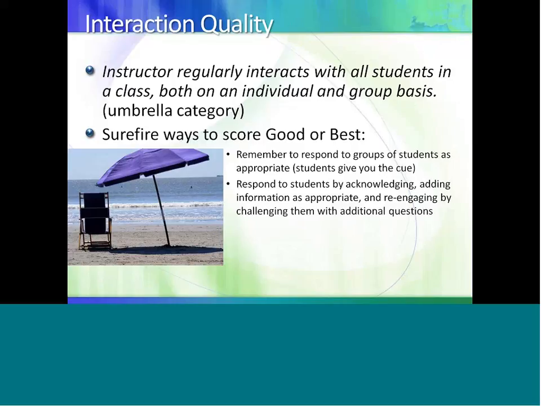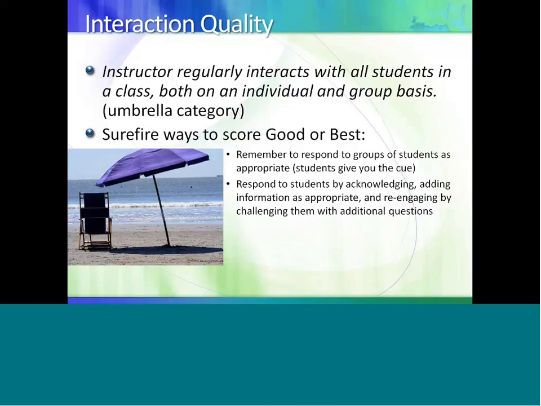In interaction quality, what the performance standard is looking for is whether the instructor is regularly interacting with all students in the class on an individual and a group basis. To be more specific, in a discussion, if you are interacting well with many of the individual students in the discussion, that will probably bring a good rating for you, a G, in interaction quality.